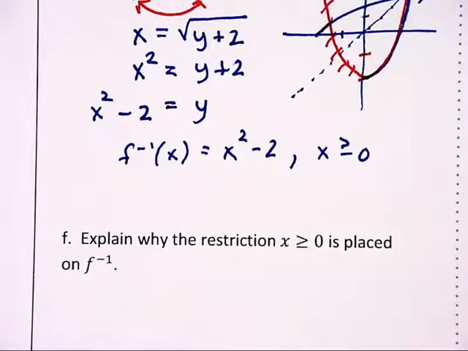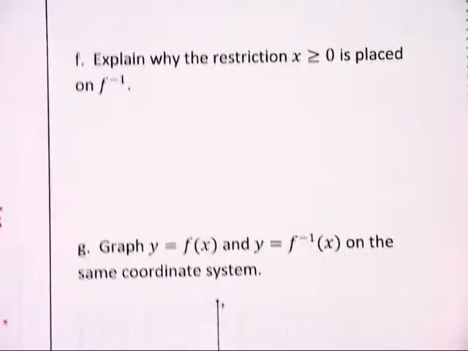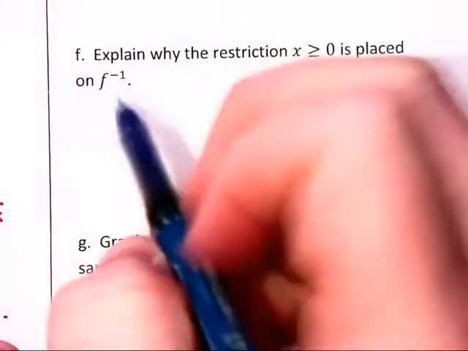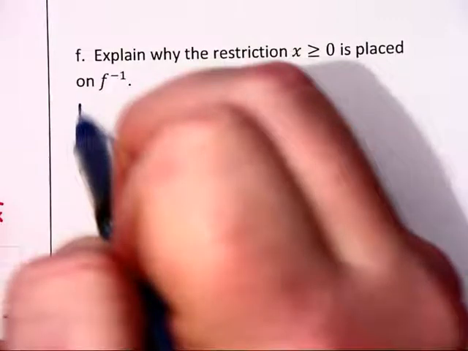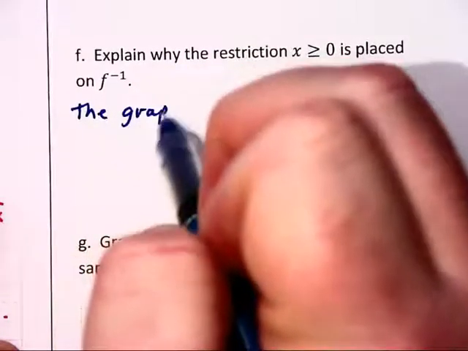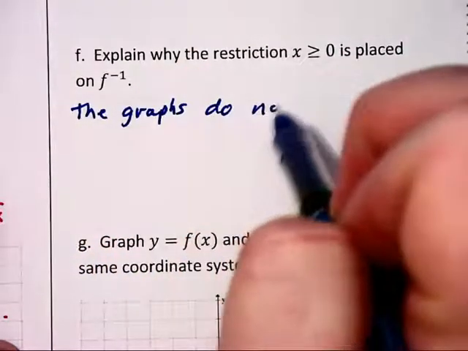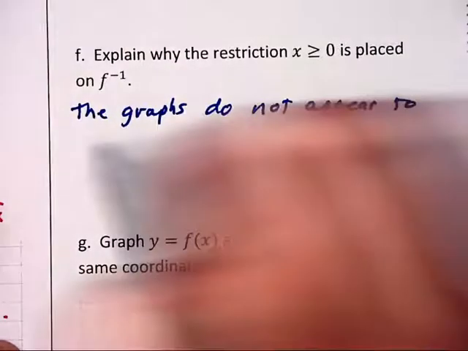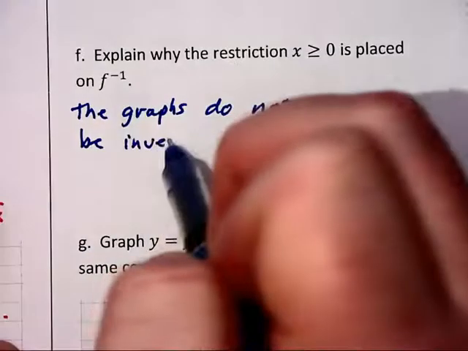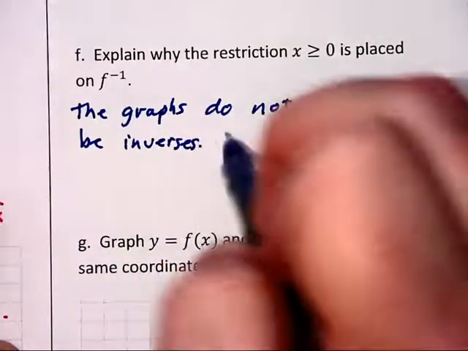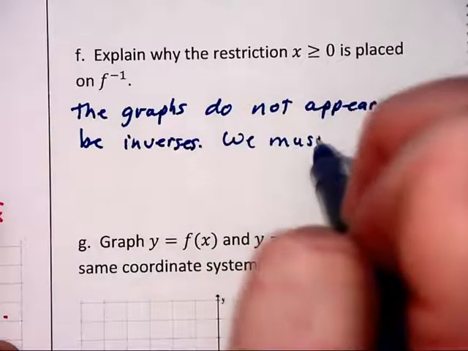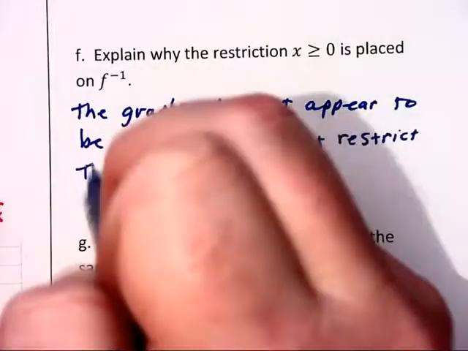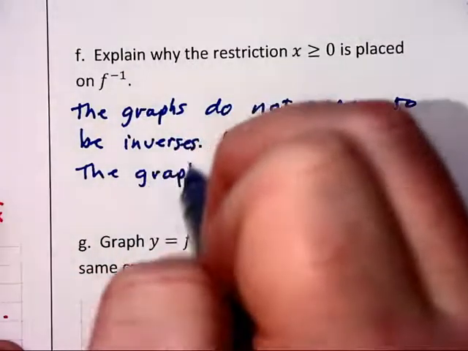So explain why in this next part we've written this restriction there. Well, I think I've already answered that here. Let's just say the graphs do not appear to be inverses. We must restrict the graph to the right side.